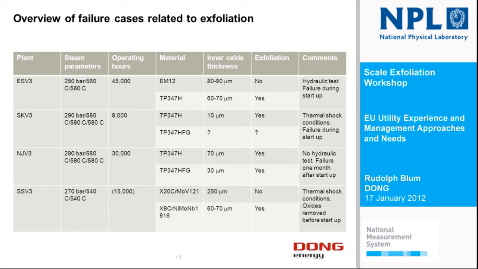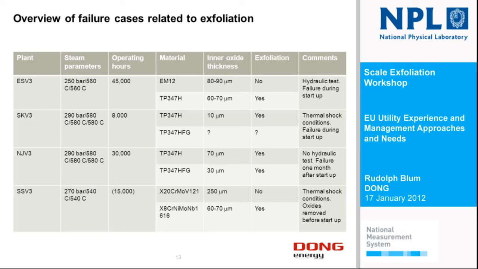So you say, here we have the four problems. We have Esbjergværket, that was due to hydraulic testing. We had Skærbækværket, that was due to thermal shock due to malfunction of the control system. Nordjyllandsværket was due to normal operation, not so good. And this one was due to normal operation, but using a material which will grow oxide too quickly.